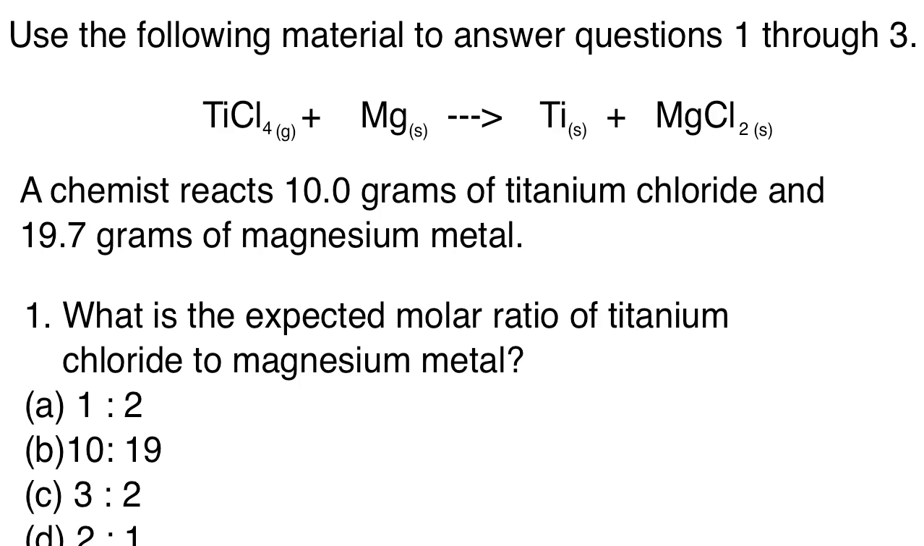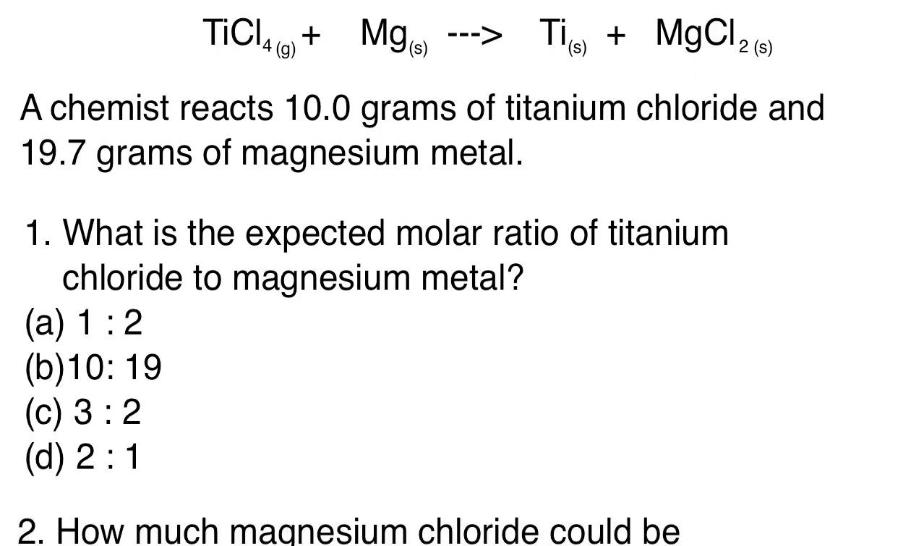All right, everyone, so here we go. For the question, use the following material to answer questions 1 through 3. So similar to an MCAT, this is a passage type of question where you're going to be given some material and then you have to answer multiple questions based on that material. So you see a reaction up here, and it says a chemist reacts 10 grams of titanium chloride with 19.7 grams of magnesium metal. So here are the questions based on that.